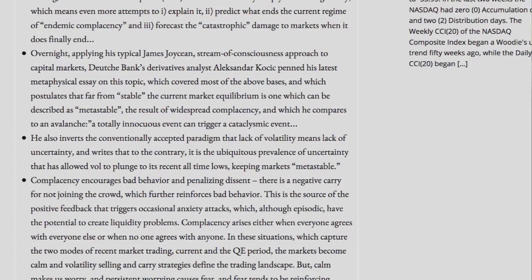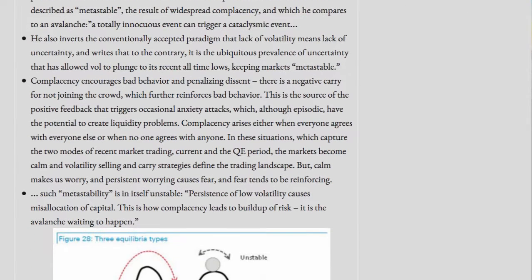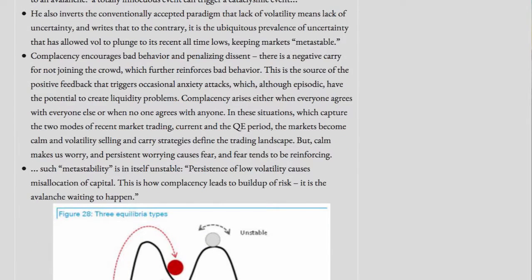He also inverts the conventionally accepted paradigm that lack of volatility means lack of uncertainty, and writes that, to the contrary, it is the ubiquitous prevalence of uncertainty that has allowed vol to plunge to its recent all-time lows, keeping markets metastable.